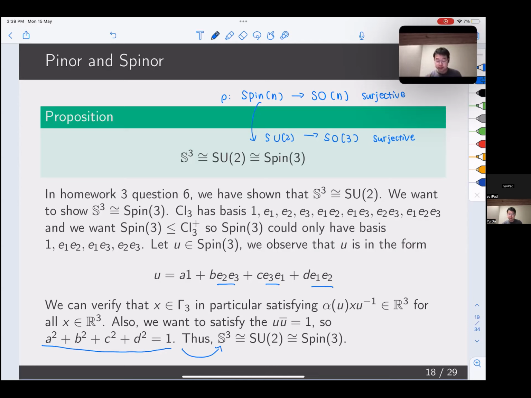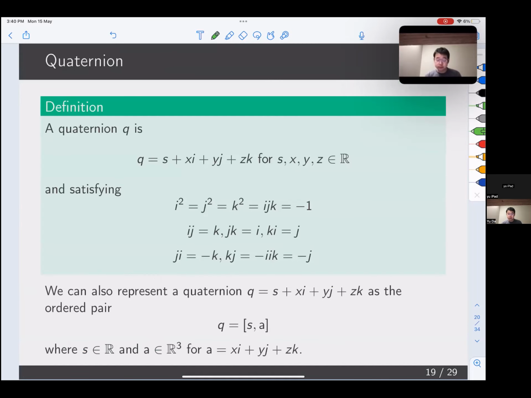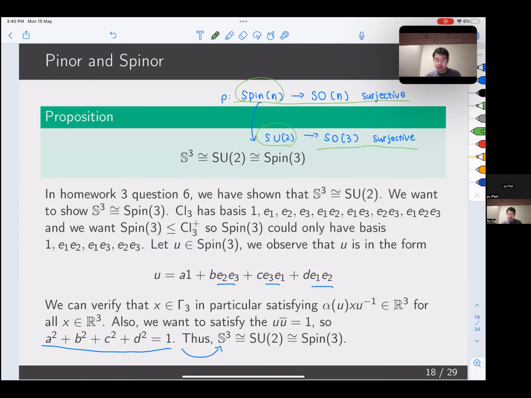From the previous theorem, we know that the map from Spin(n) to SO(n) is surjective, and also Spin(3) is isomorphic to SU2. So SU2 to SO(3) is also surjective. This property is like the main theorem that we have so far, and we will later see how this would be applied to quaternions.